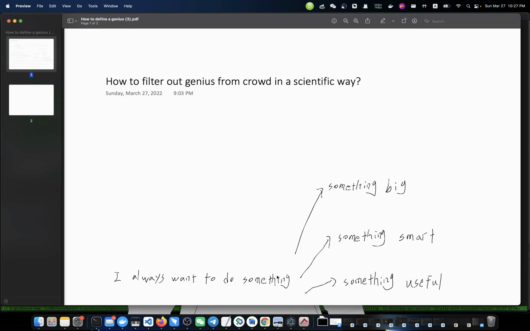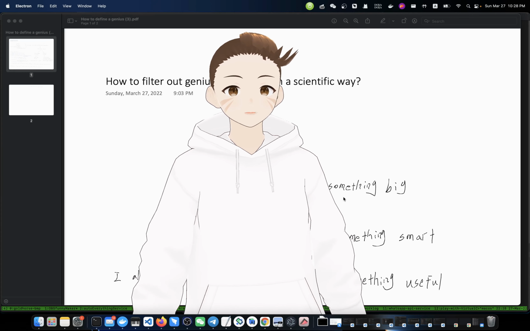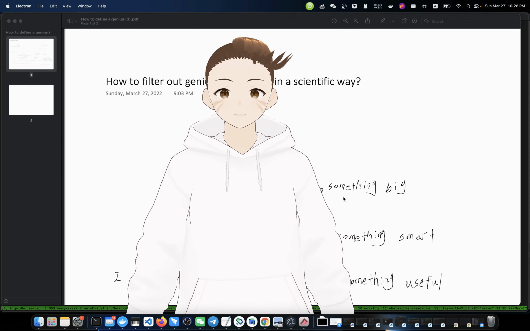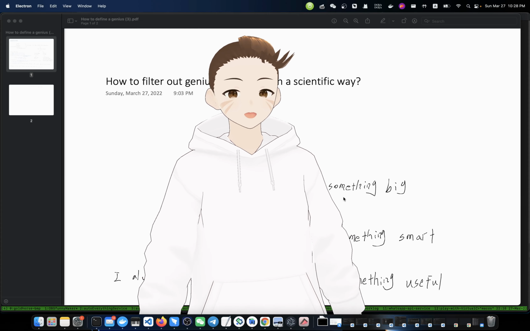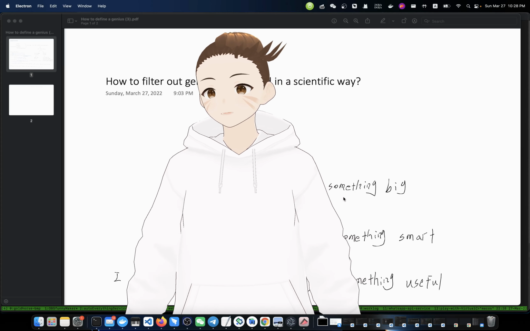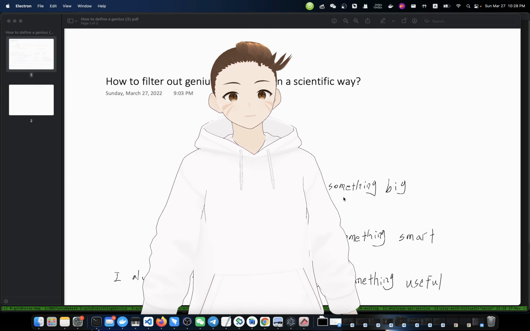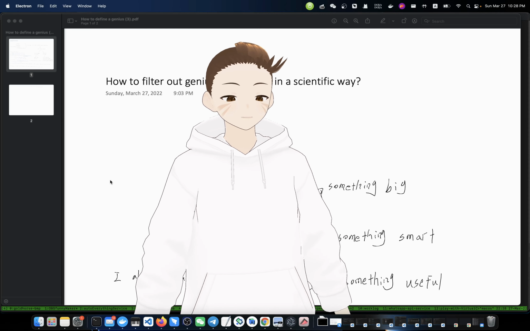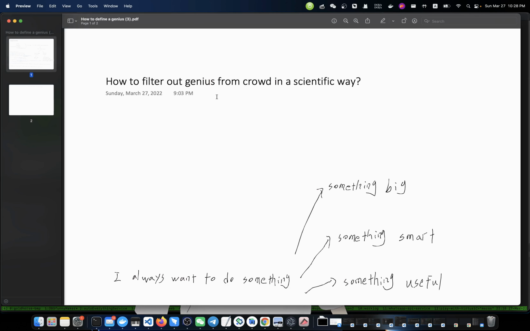Just spent some time working on a drawing. I don't know about you guys, but for me, if I can draw, then I can use it as a tool to think clearly, so that in this way I can try to think out a solution for a problem in a very efficient way. And today, what I did is try to figure out how to filter out the genius from the crowd in a scientific way.